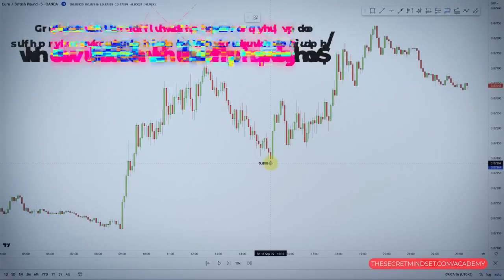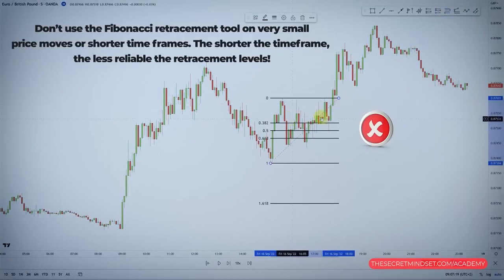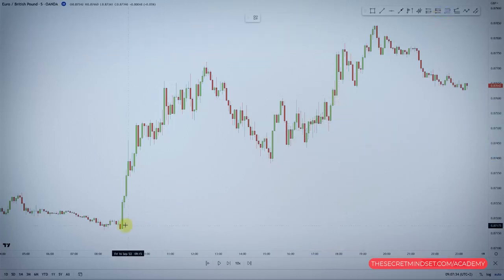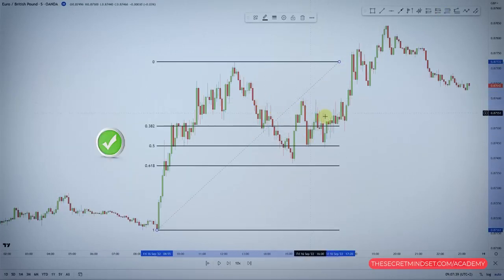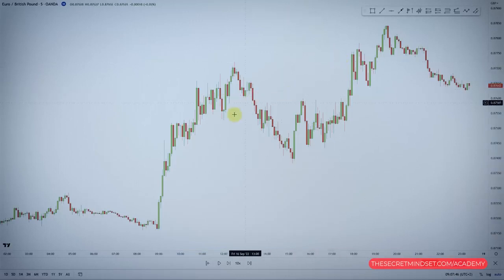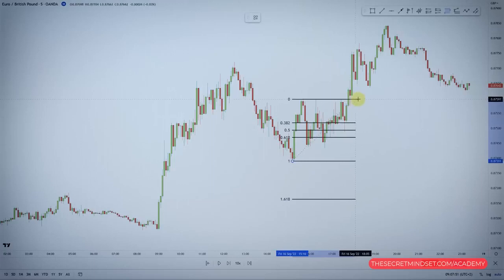Also, don't use the Fibonacci retracement tool on very small price moves or shorter timeframes. The shorter the time frame, the less reliable the retracement level, making it very difficult for you to really pick and choose what levels can be traded. Try to focus on the larger time frames when you apply Fibonacci levels. Further, if you use the Fibonacci tool on very small price moves, it may not provide much insight. The levels would be so close together that almost every price level appears important.